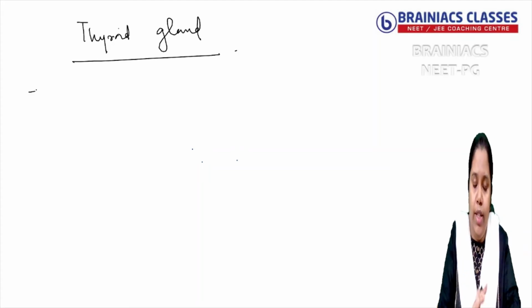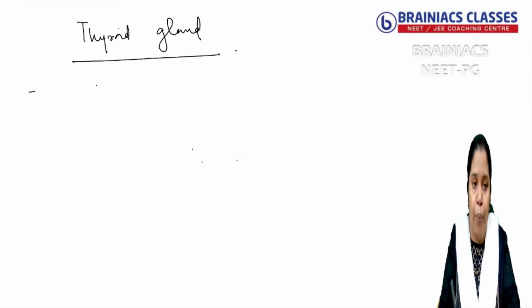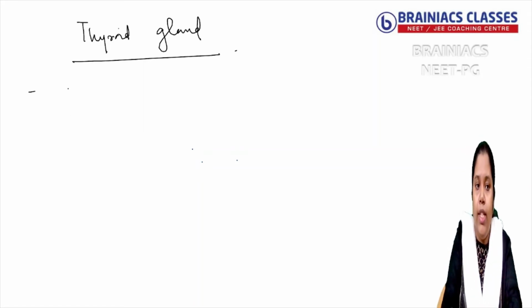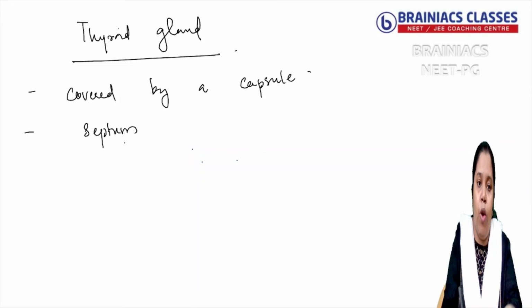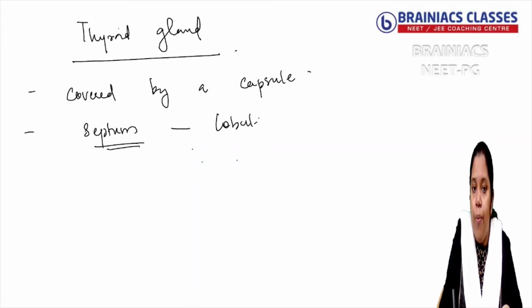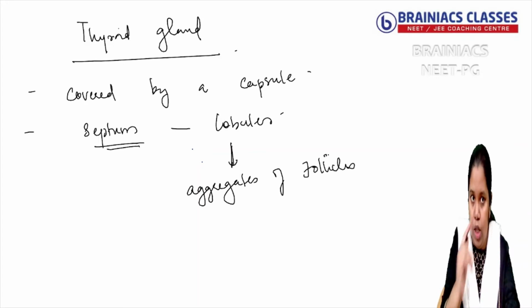Thyroid gland is located in the neck region, right? It has two lobes, right and left lobe, which are joined by the isthmus, that we know. The thyroid gland is covered by a capsule. The extension of the capsule, called septum, divides the thyroid gland into lobules. Each lobule will have aggregates of follicles. So this is the structure of the thyroid gland.